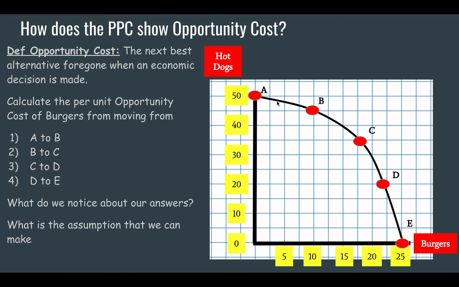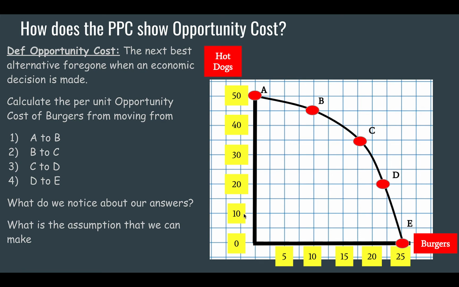Now, this is the graph that we just traced out on the previous slide, but I've labeled the bundles A, B, C, D, and E. There's no difference with any of these bundles from what we saw on the last slide. So we get these questions that are somewhat generic. I'll go through these and then I'll explain a better way to ask them. So: calculate the per unit opportunity cost of burgers from moving from A to B, B to C, C to D, and D to E.